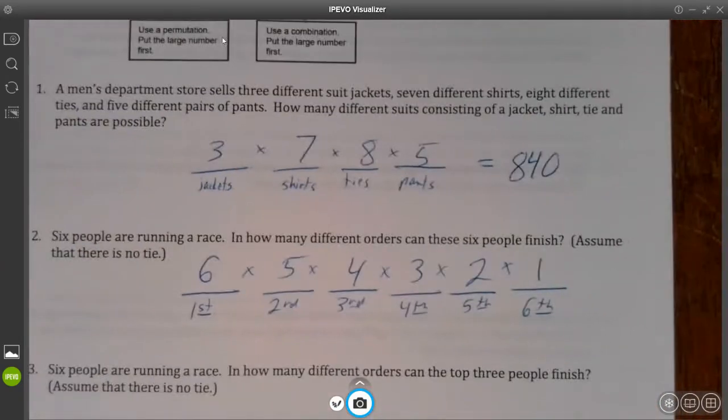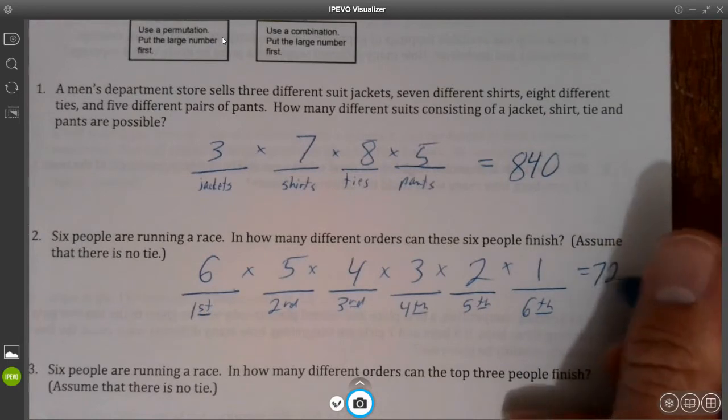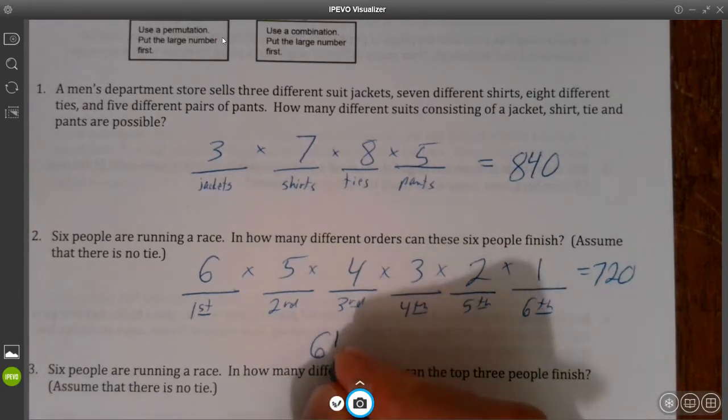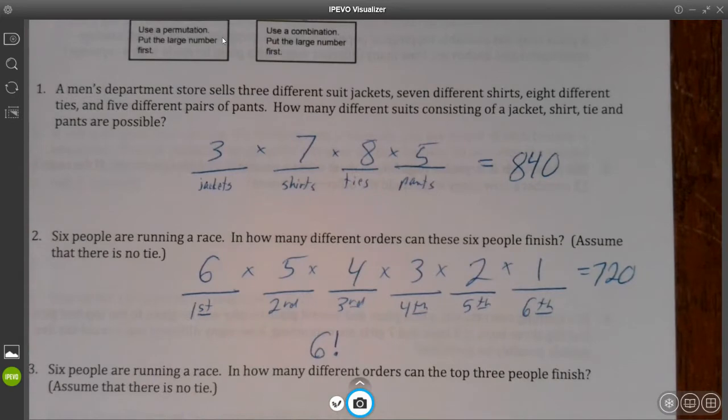And this is one of those that we can just know off the top of our head. It's 720. Some people know it off the top of their head. Some people don't. That's fine. If you really need to know this, and it's fun to know, this is actually 6 factorial, and that can be done in Desmos as well, also on the calculator.